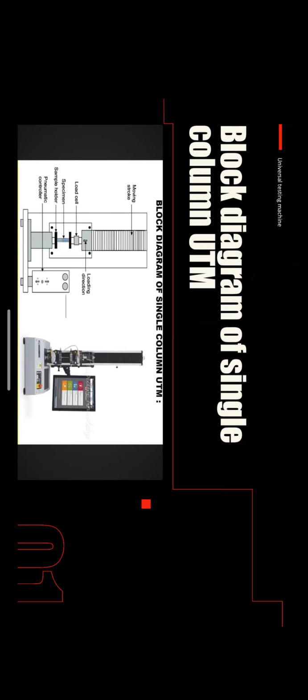Block diagram of a single column UTM. A compact bench mounted frame with one vertical support. Generally, it is limited to low force testing, typically up to 5 kilonewtons or 500 kgs. The moving stock moves vertically, and the material kept under the load cell starts to compress and shows the strength of the material.